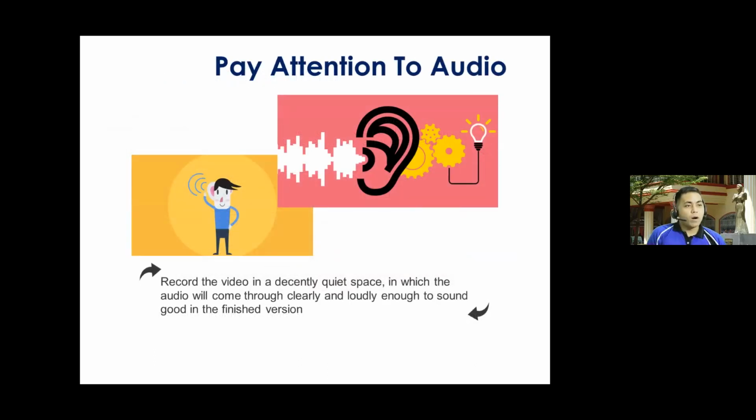Okay, the third one is paying attention to audio. I know some of us have their own recording studio wherein they can minimize the noise. But for us normal teachers, especially in my case, I only have my cell phone. I don't have any studio. Basically, you have to consider the environment. When you record your audio and place it in your video lecture, you have to make sure that it's quiet, it can be heard clearly, and there is good sound in the finished version.